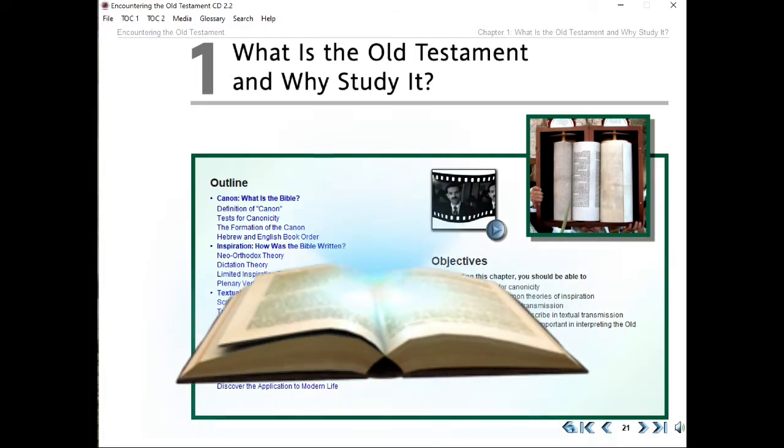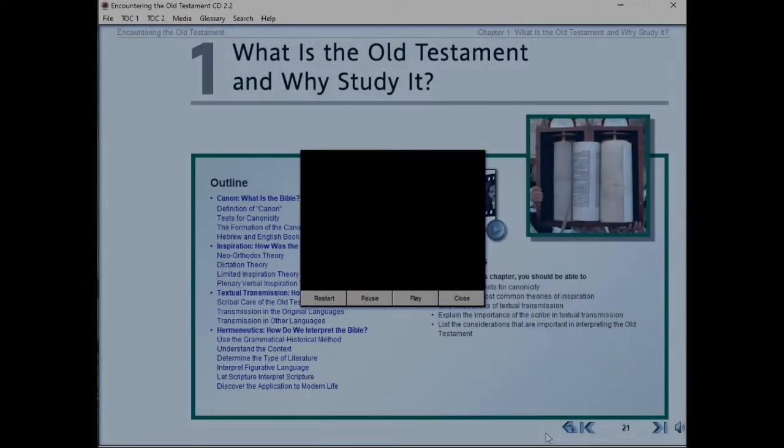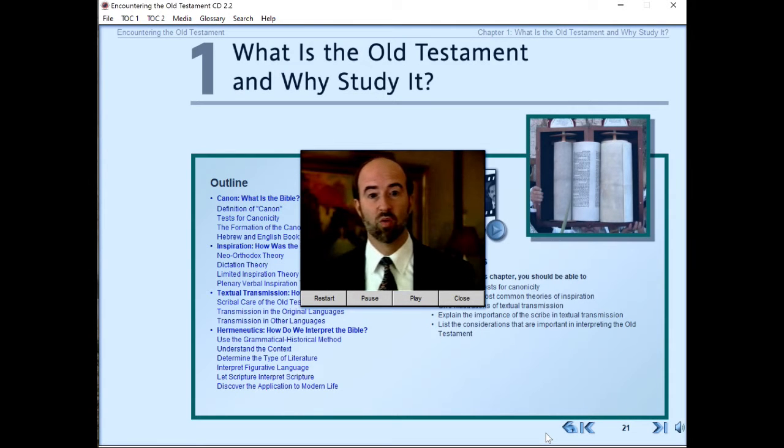What is the Old Testament and why study it? As we begin our study of the Old Testament together, we're going to address the issue of what is the Old Testament and why study it in chapter 1. Basically, we're going to be covering 4 issues: canon, inspiration, textual transmission, and hermeneutics.